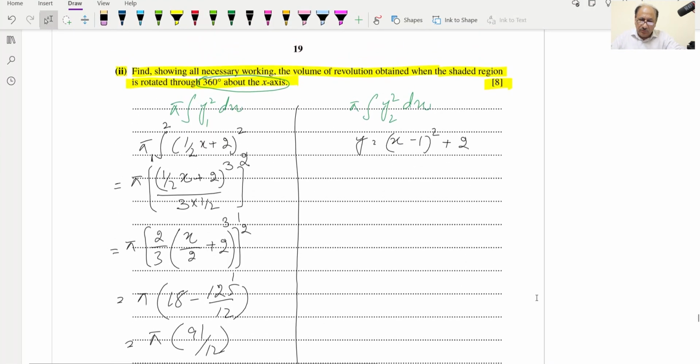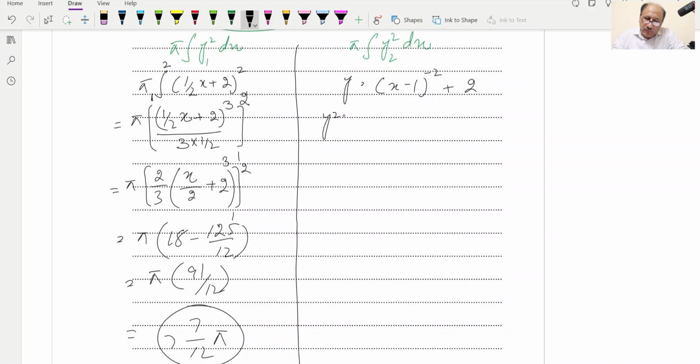And now we will solve this side, and y squared. From here we can take the square of the equation, which is (x − 1)^(−2) + 2, whole squared. If we open the square, a squared will be (x − 1)^(−4), plus 2 squared, which is 4, plus 2 into (x − 1)^(−2). This will be our y squared.